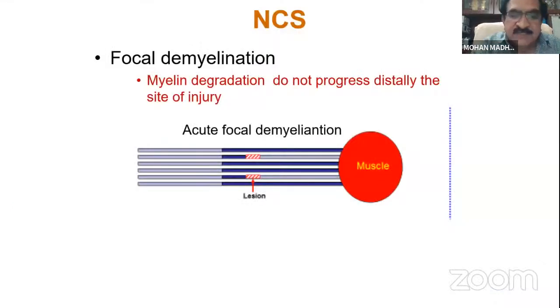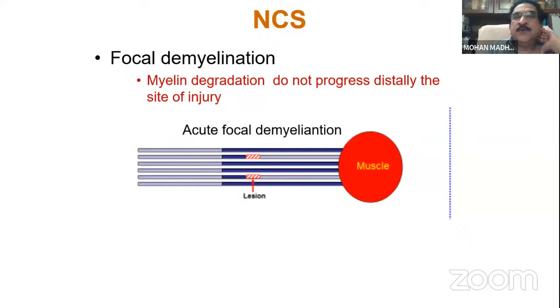Now, these few slides are mainly meant for the junior students. It is a basic concept of the electrophysiological abnormality in demyelination and axonal loss. This is just to recapitulate.